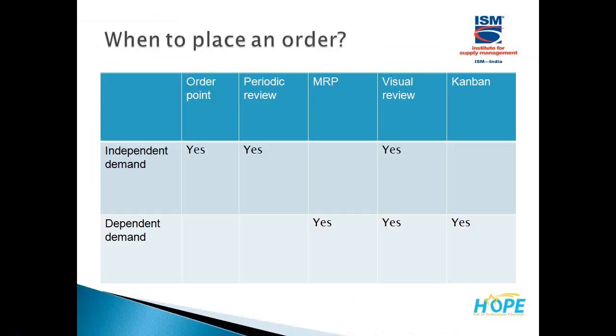Now, generally, we are asking three questions: what is required, when is required, and how much is required. Okay, so we can talk about when to place an order. There are various ordering systems, like order point system, periodic review system, MRP, visual review, Kanban. Different systems are there. Some systems are very good for independent demand items. Some systems are very good for dependent demand items.